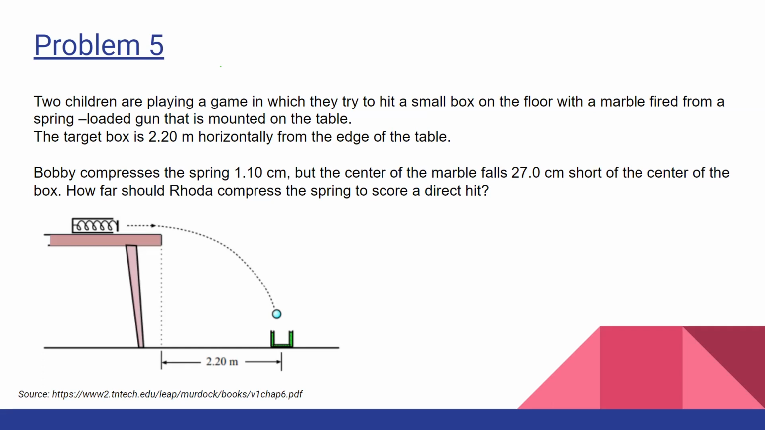So we're assuming that this gun is mounted at the edge of the table. Bobby goes first and compresses the spring by 1.1 centimeters, but the center of his marble falls 27 centimeters short of the center of the box. This question is asking how far should the second player, Rhoda, compress the spring to score a direct hit.